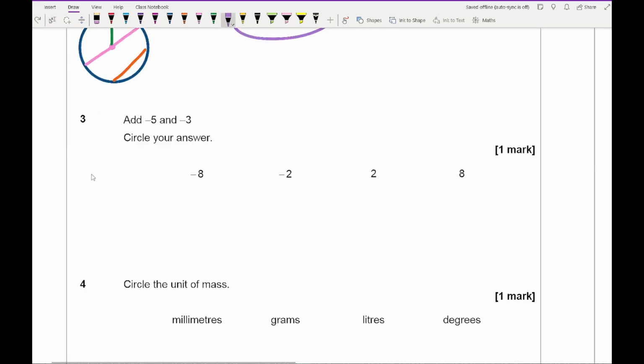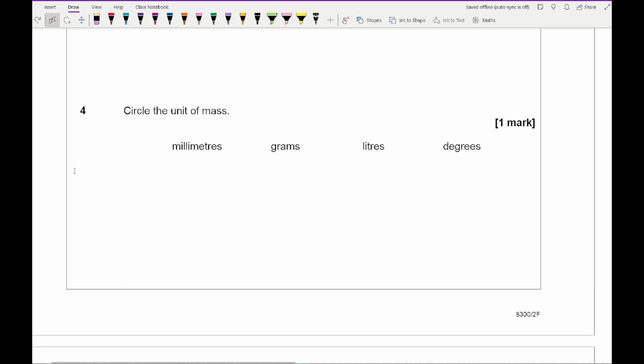Question 3 then says add -5 to -3. A plus and a minus become a minus, so that's -5 minus 3, which is -8. For question 4, it says circle the unit of mass. Well, millimeters is a measure of length, litres is a measure of volume or capacity, and degrees is a measure of temperature. So the one that we need to circle is grams.